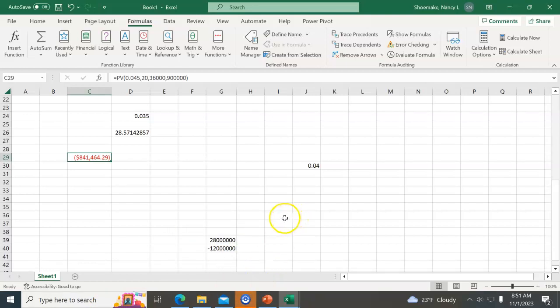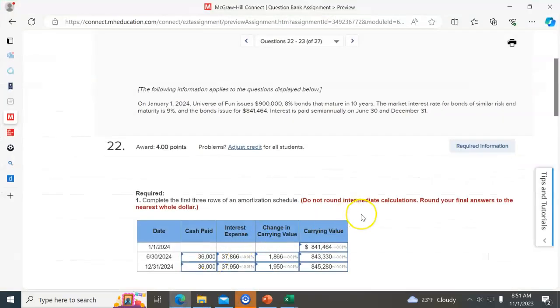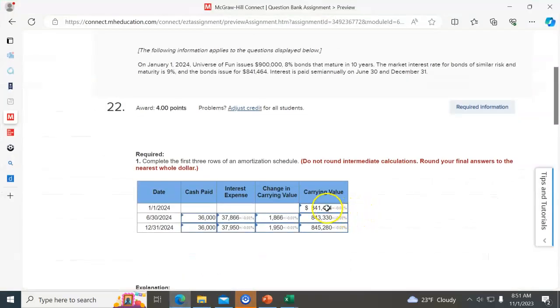Does that make sense how you could figure it out if they don't give it to you? So, we take the carrying value. We know the cash paid is going to be consistent. The interest expense is the carrying value times the market rate times half of the year. And then the difference, in this case, this is the discount on bonds payable. And when it's a discount, it gets added to the bonds, right? Got it?